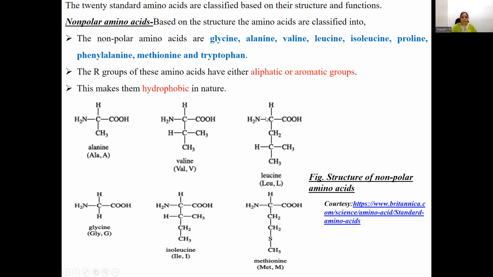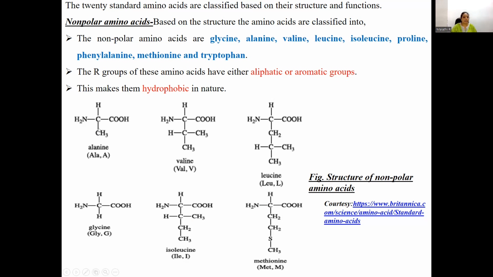The R group of these amino acids can be either aliphatic or aromatic. Aliphatic means a chain structure, or it can have a ring structure. The ring structure, and also the aliphatic side chain, will make the amino acid mostly hydrophobic in nature. So the R group decides whether the amino acid is hydrophilic or hydrophobic. Based on the R group only, we decide whether the amino acid will be solubilized in water or not. The hydrophobic nature of your amino acid solely depends on the R group which is substituted. So let us see the structures of the amino acids one by one.